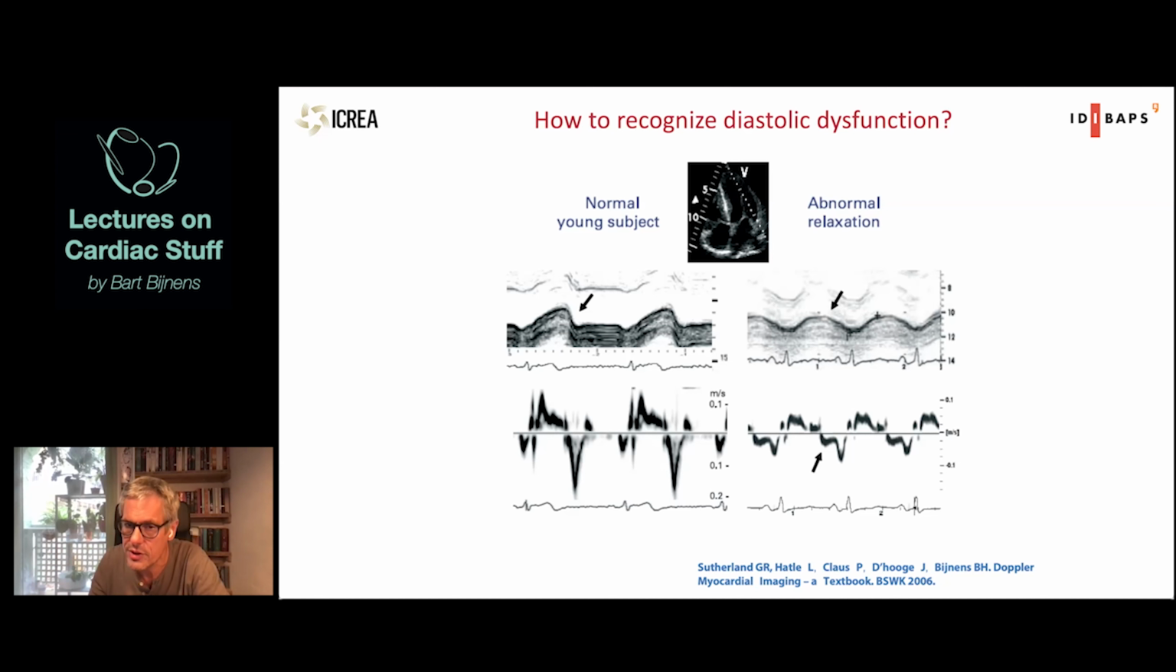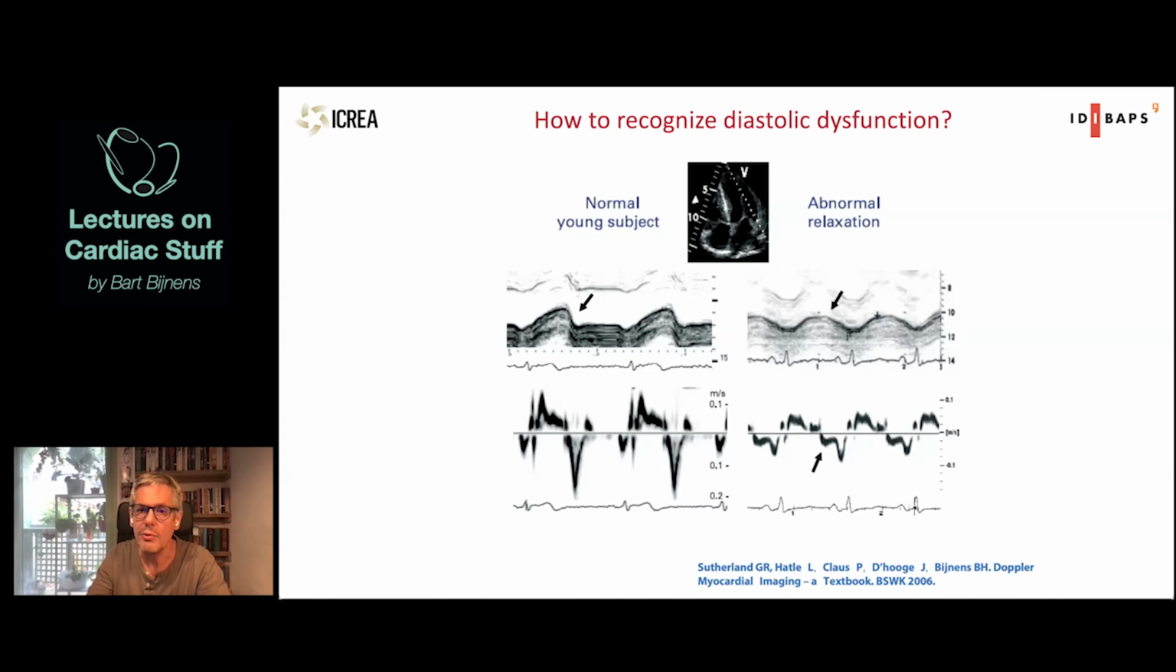It's not as robust as you would like, because sometimes this E prime can be artificially high. For example, if you have some rocking of the ventricle, or if you have a huge volume overload, so a lot of mitral regurgitation, then you can have a lot of motion there, while actually the intrinsic properties of the ventricle are not that great. But we'll come back to that in another section.